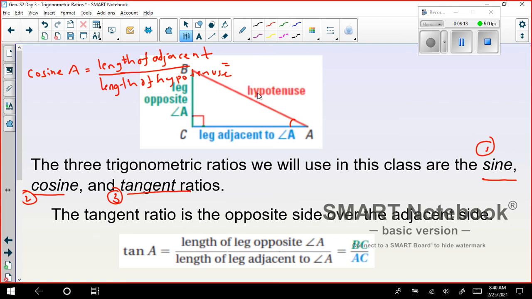Which is the side adjacent to A? This particular side is adjacent to A. Other than the hypotenuse, the leg adjacent to A is CA. So CA over AB. If I do that, I will get the cosine, or cos A. Same way, sine of A is the length of the opposite leg of A divided by the hypotenuse.